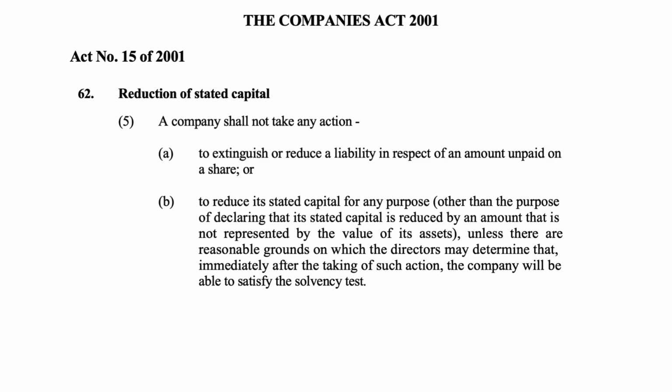Subsection 5 discloses that the company must refrain from undertaking any action, A, to nullify or diminish a liability concerning any unpaid amount on a share, or B, to reduce its stated capital for any reason, except for declaring a reduction in stated capital not proportional to its asset value, unless the directors have reasonable grounds to believe that following such action, the company will promptly meet the solvency test.